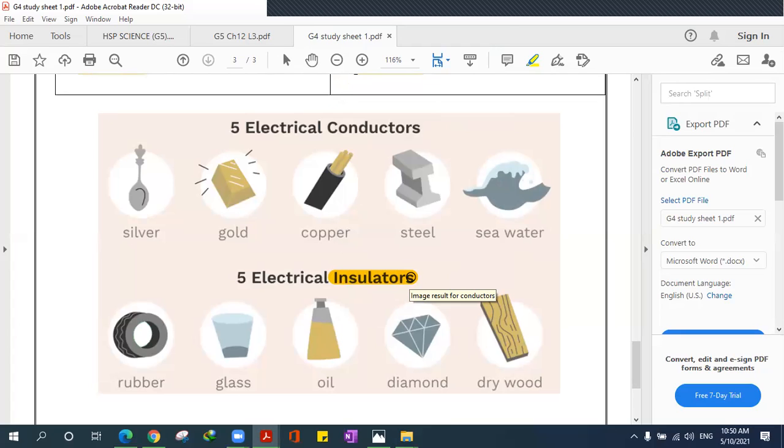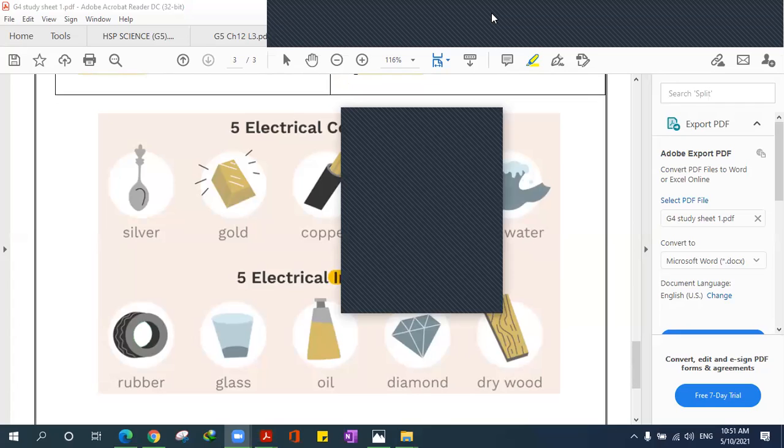Farah, you're raising your hand? Yes. Miss, like the charger, it has a plastic covering on it so we don't get electrocuted. Yes, that's right. Plastic is an insulator. It protects us. Well done.